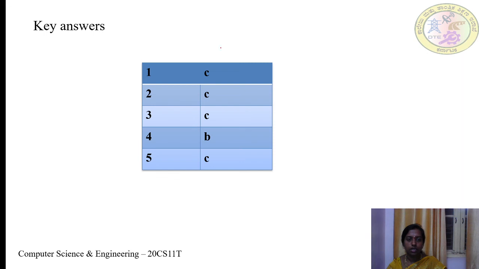Key answers: question number 1 answer is C, question number 2 answer is C, question number 3 answer is C, question number 4 answer is B, question number 5 answer is C.